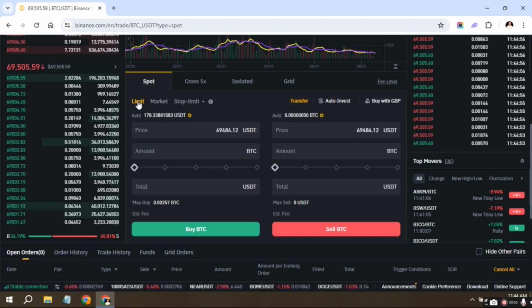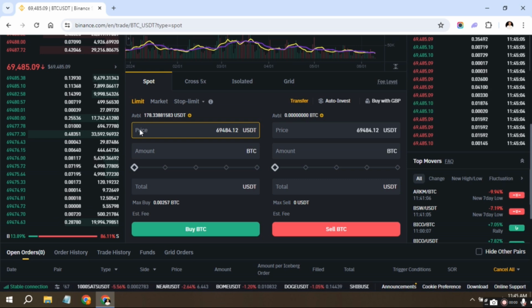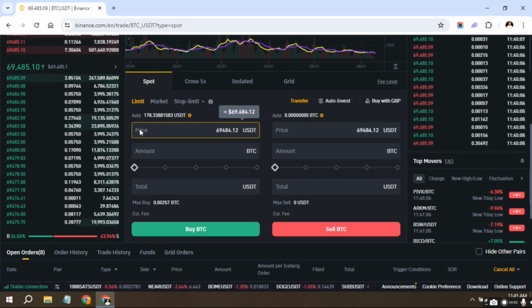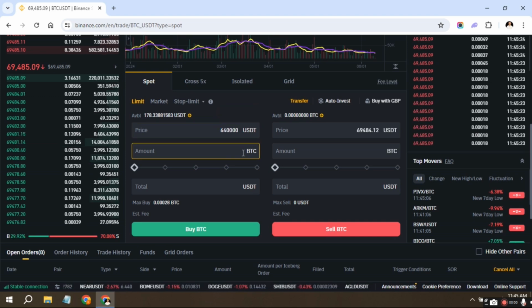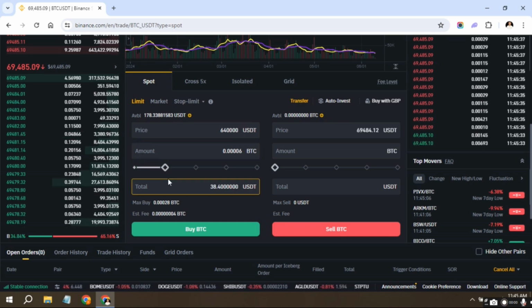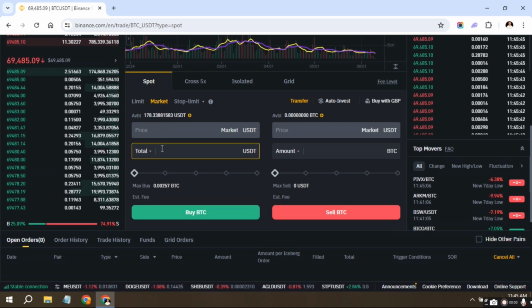The default way to buy crypto on Binance is with a limit order. Set the price you want to buy at and the amount you want to buy, and the crypto will automatically purchase when that price is reached. Make sure the price you're setting is reasonable compared to the current price. Enter the amount you want to buy using the slider or type it in. Then click Buy.